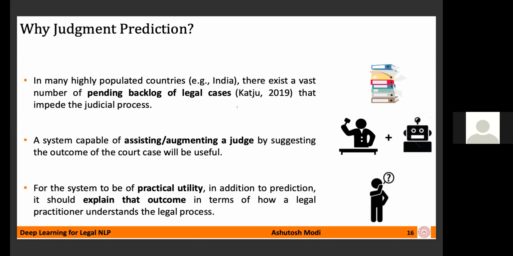Right. However, an automated decision system is not tenable in law unless it is well explained in terms of how humans understand the legal process. Hence, it is necessary to explain the predictions, right? So in other words, we would like to have a system that not only predicts what should be the final decision of the court case, but also tells how it arrived at that particular decision. So it kind of gives the explanation for that decision. Okay?